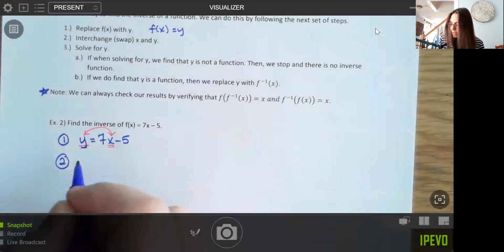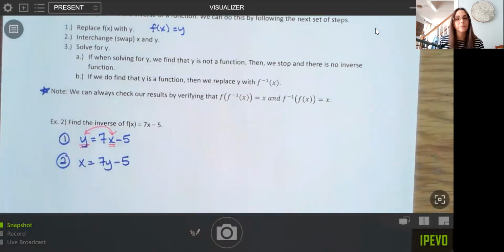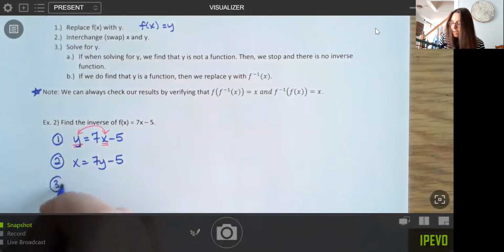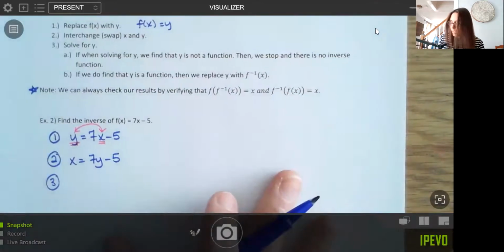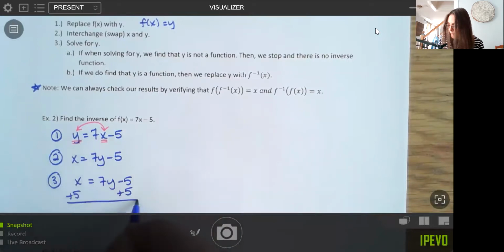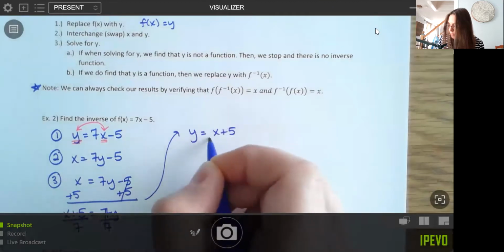So it's going to be x equals 7y minus 5 instead. And then now you're going to solve for y. So here I'm going to go ahead and, let me just rewrite this, add 5 to both sides. I have x plus 5 equals 7y, and then I divide both sides by 7. So I have y equals x plus 5 over 7.